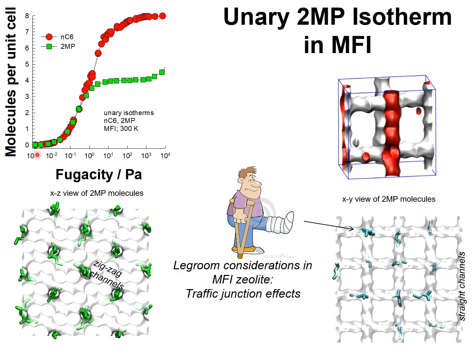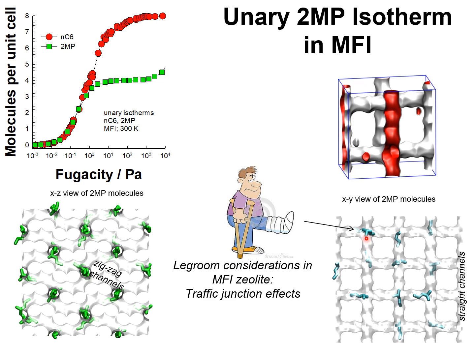Monte Carlo simulations of the unary isotherm for 2-methylpentane in MFI zeolite are shown here. In contrast to normal hexane, a maximum of only 4 molecules per unit cell can be accommodated within the MFI framework at saturation conditions. This is because of the configurational penalty that is experienced by 2-methylpentane.